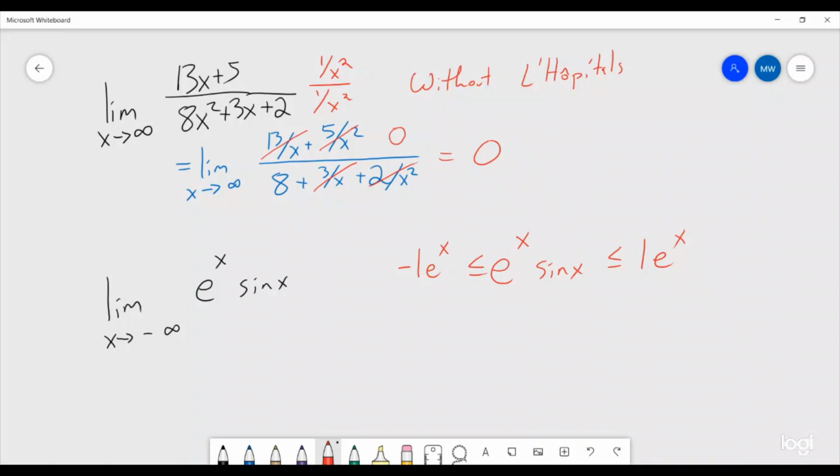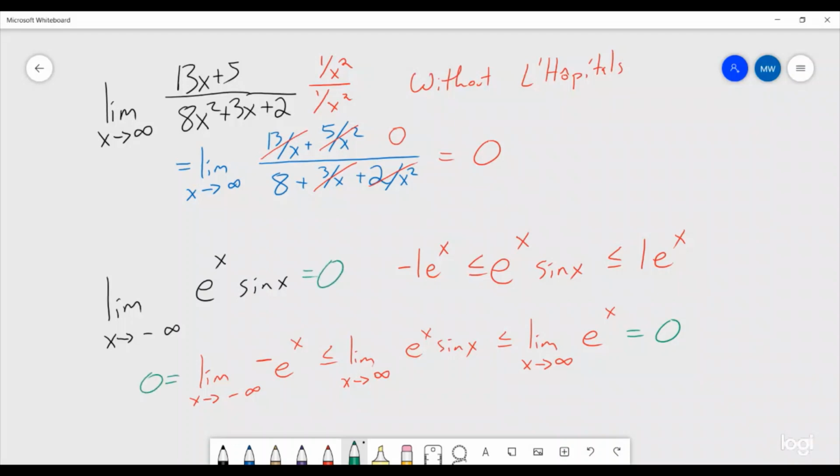And so then as we look at the limit of each of these pieces, we have the limit as x goes to negative infinity of negative e to the x, that is less than or equal to the limit as x goes to negative infinity of e to the x sine x. Oh, I forgot a negative sign here. That is less than or equal to the limit as x goes to negative infinity of just positive e to the x. Now, this side goes to 0, this side goes to 0, so that means that this limit goes to 0.